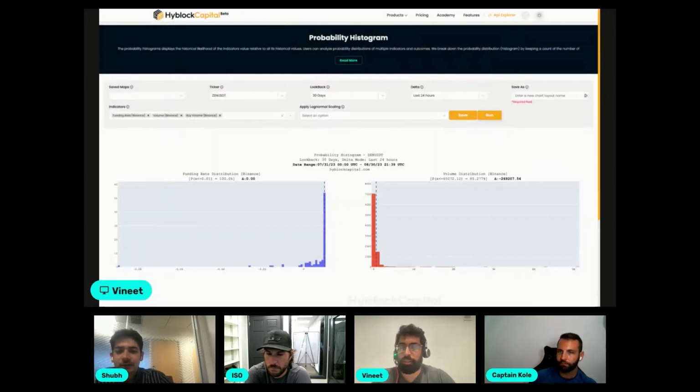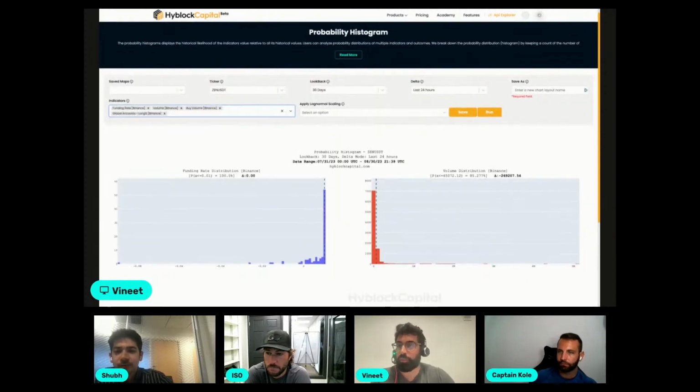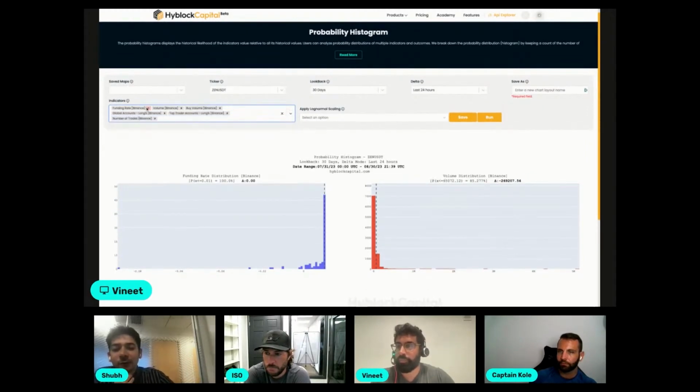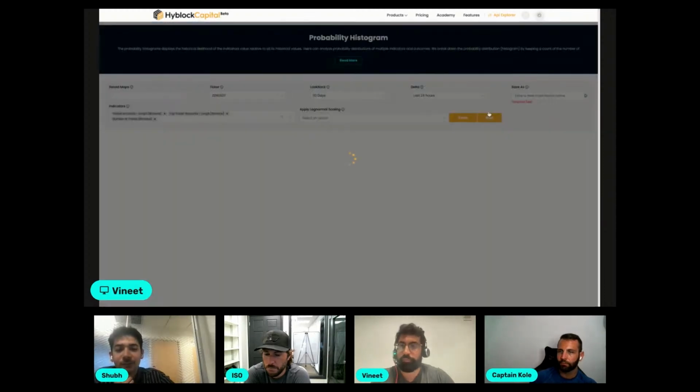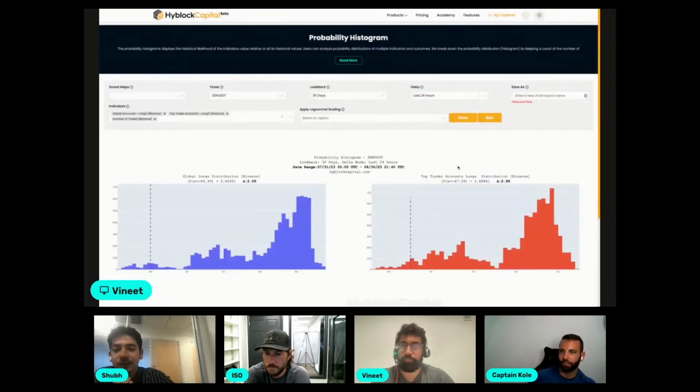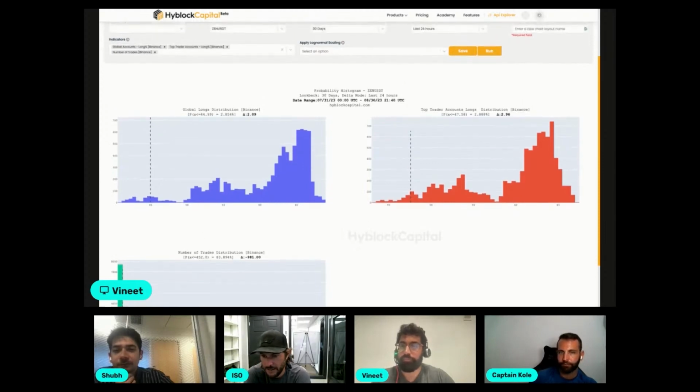So if I go to Zen and I load the indicators again, so global top trader. Zen was a coin where we saw the long percentage start to decrease suddenly, more rapidly than the other coins, from 60 to 40. So right off the bat, visually, you can see that dashed line is very far over to the left.